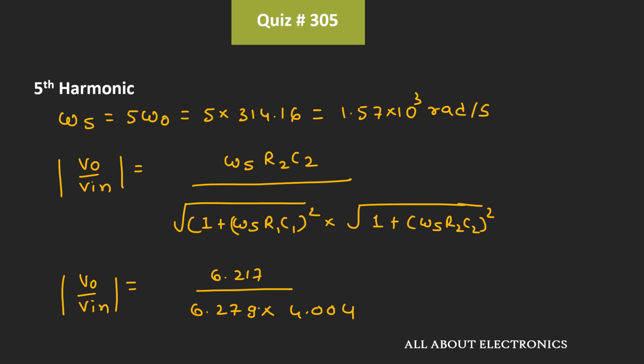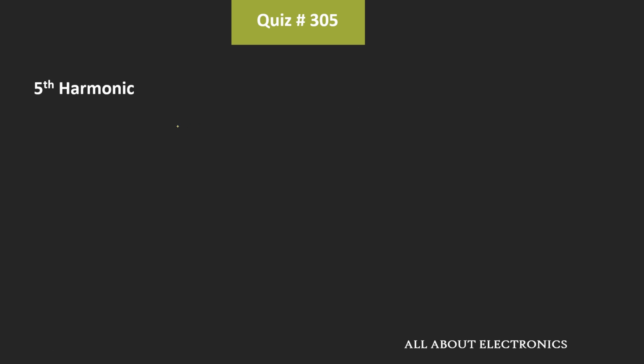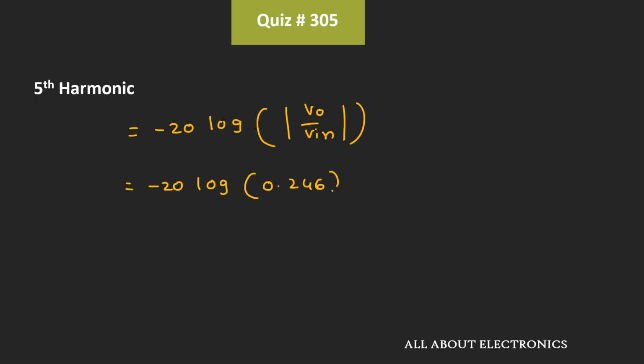And if we further simplify it, then this Vout divided by Vin will come out as 0.246. That means the attenuation at the fifth harmonic is equal to minus 20 times log of Vout divided by Vin. That is equal to minus 20 times log of 0.246. That is equal to 12.16 dB. That means at the fifth harmonic, the attenuation is equal to 12 dB.